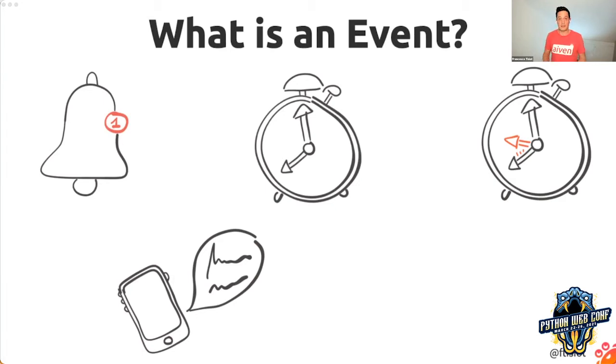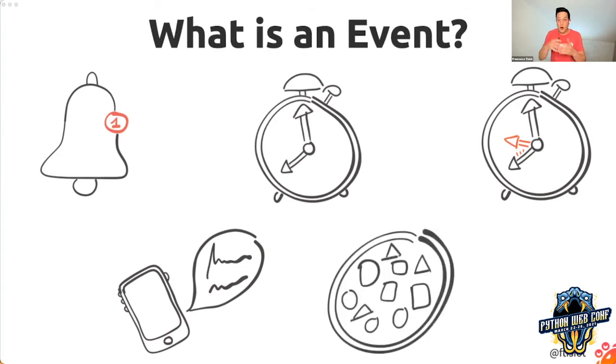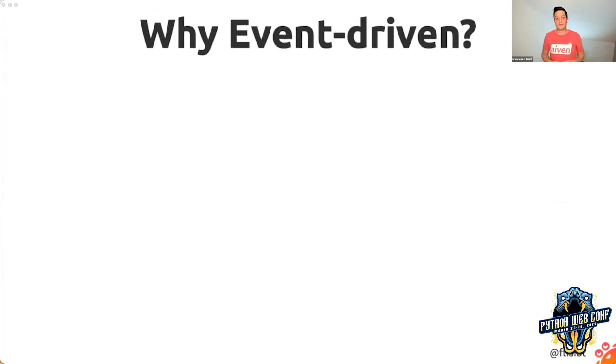Then they create the pizza, and the owner of the pizzeria then sends another event when the pizza is ready for our delivery. All this is a chain of events, and all these applications or people need to react as soon as the event is generated. So why event-driven?